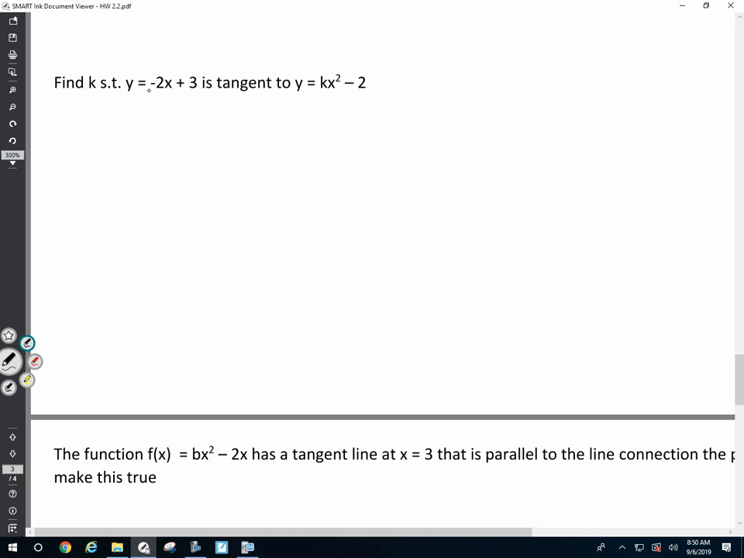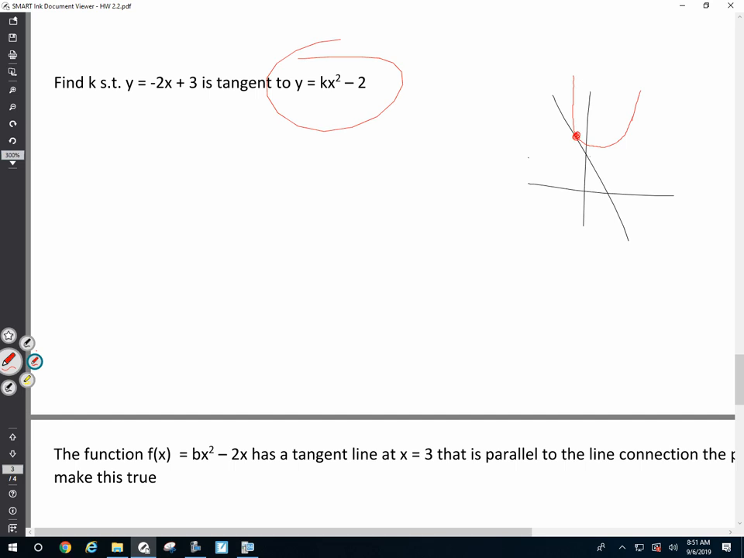Find k such that y equals negative 2x plus 3 is tangent to this function. So it's like we have this line, negative 2x plus 3. Here is negative 2x plus 3. I want to manipulate this parabola so that this parabola somehow fits and is tangent to this. Now again, the visualization is important. It's better to understand visually what things are going to look like so that you can understand what's going to help you to find this k.